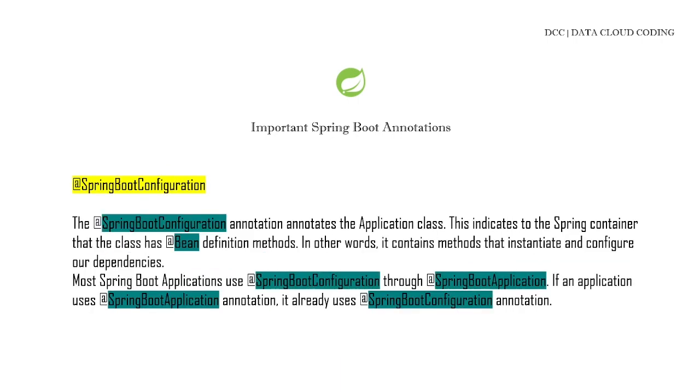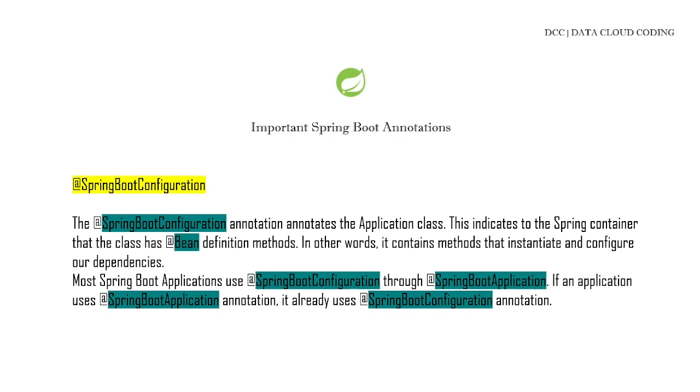Okay, so let's go into the next annotation, which is the third annotation included in the @SpringBootApplication annotation, which is @SpringBootConfiguration. This annotation annotates the application class. This indicates to my Spring container that the class has @Bean definition methods, which we can also say means my class has methods that instantiate and configure my dependencies.